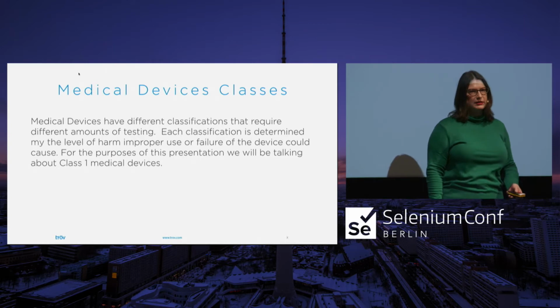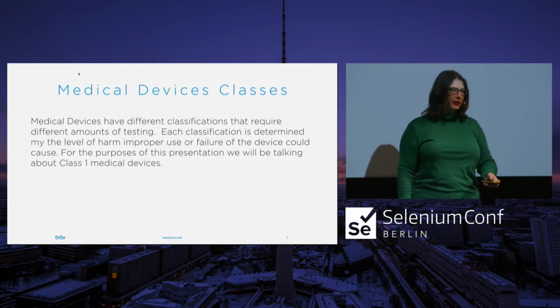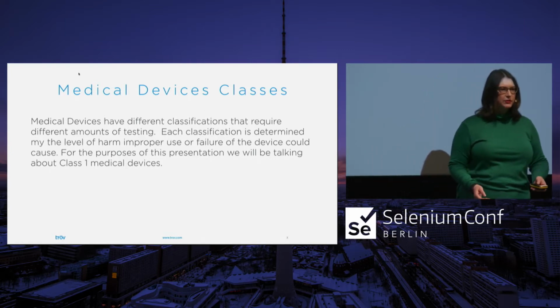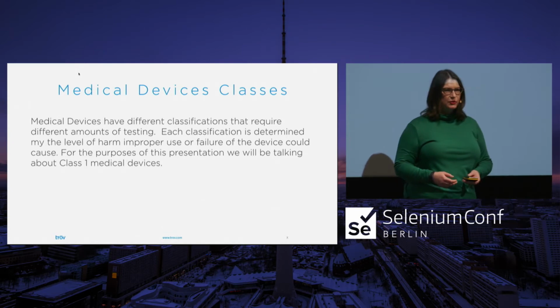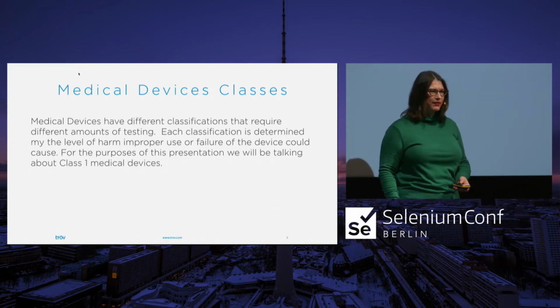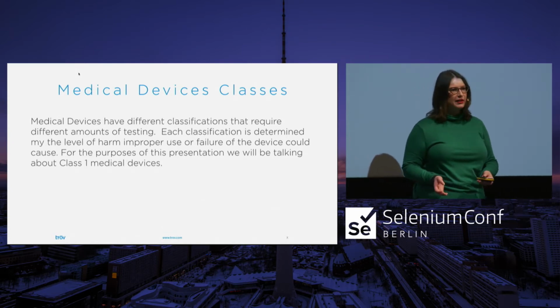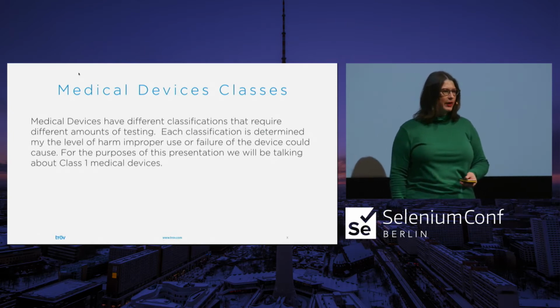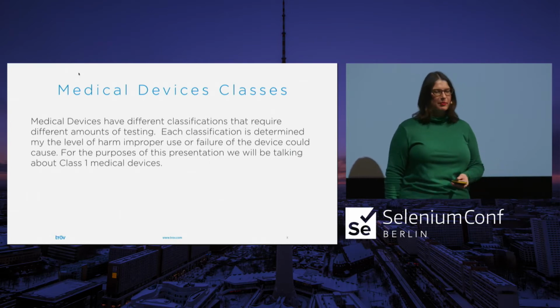Medical devices come in classes. So a class 1 device is something that has very low harm. If you misuse it, if it breaks, you are not going to die. In fact, nothing bad will happen to you at all, likely, is the situation. If you have a class 3 medical device that malfunctions, bad things will happen. You could die, fires could start, bad things could happen.